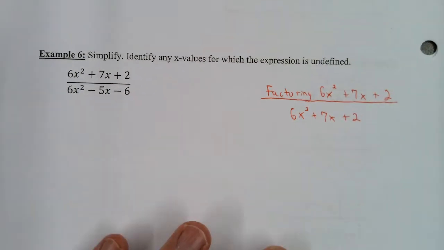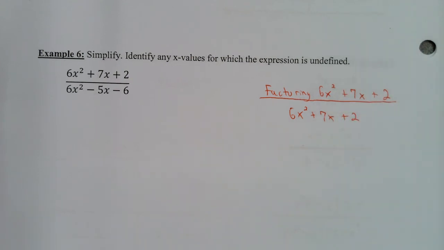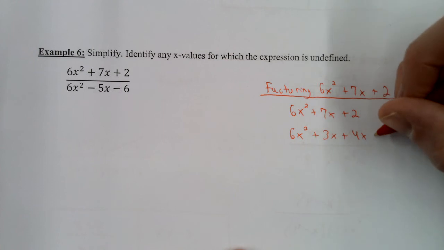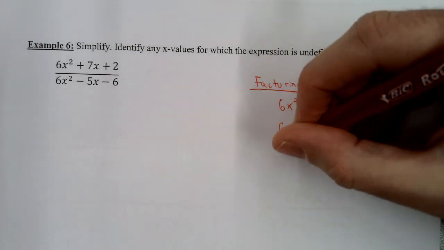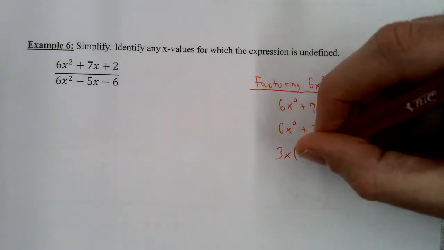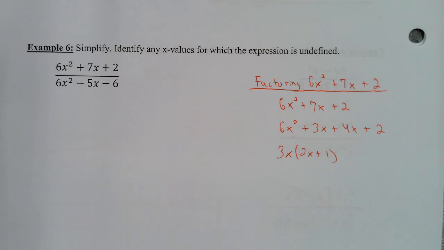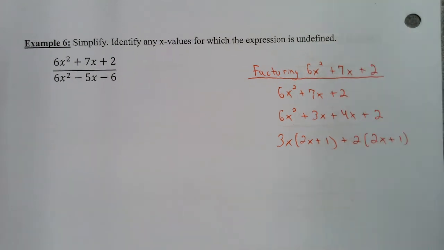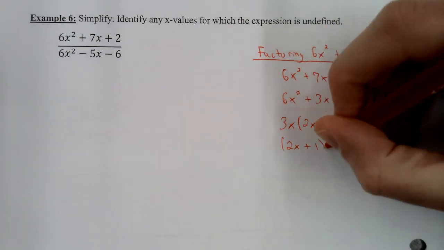6 times 2 is 12. Looking for two numbers that multiply to 12 and add to the 7 in the middle, which in this case is 3 and 4. So I rewrite the middle term as plus 3x plus 4x. The GCF of the first group is 3x, so I factor out the 3x. It leaves me with 2x plus 1. The GCF of the second group is 2, so I factor that out, and it leaves me with 2x plus 1. The parentheses match, so that gets factored out to the beginning: 2x plus 1 times 3x plus 2.